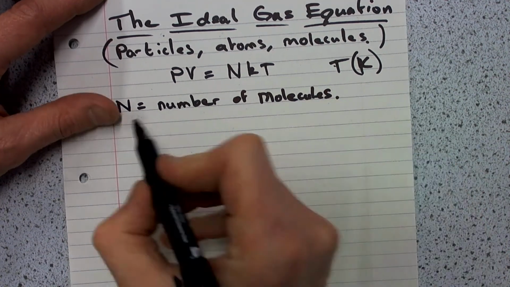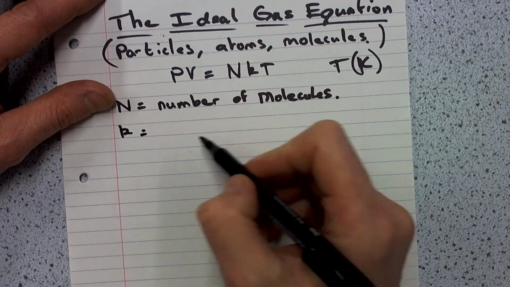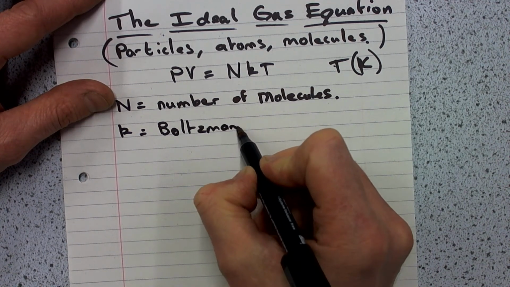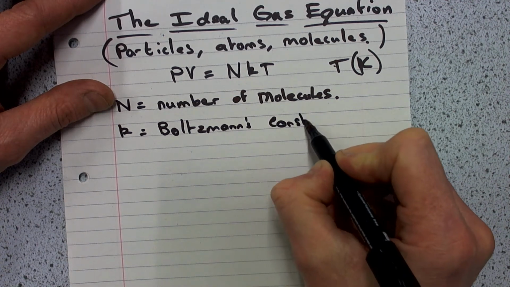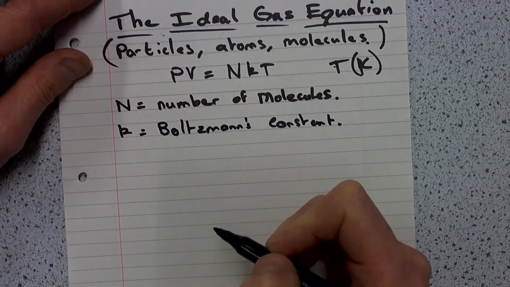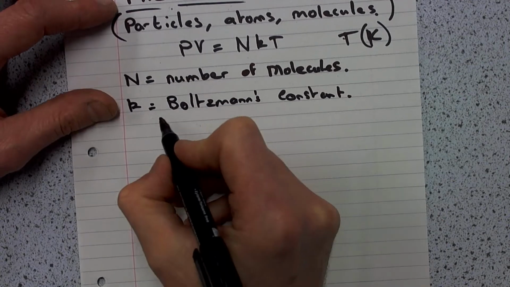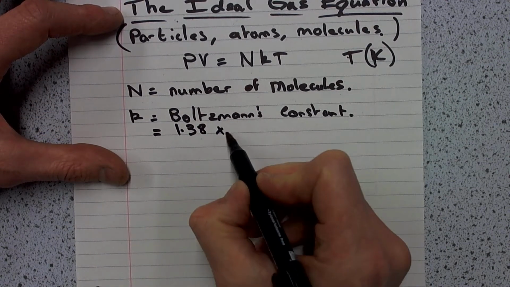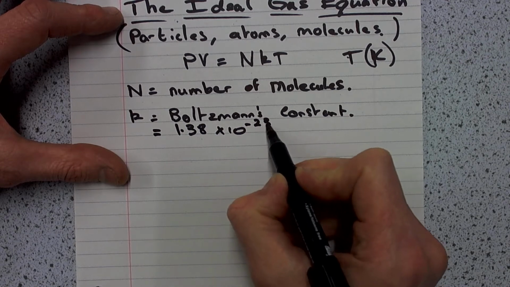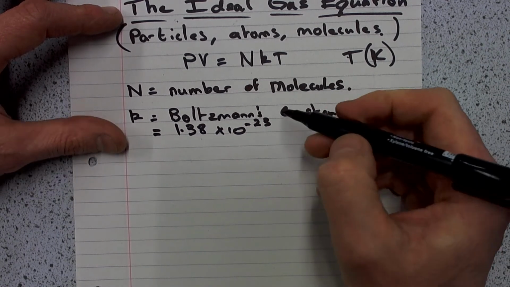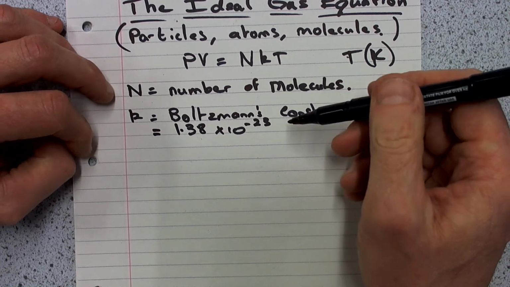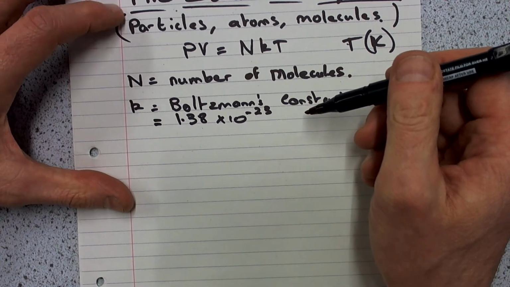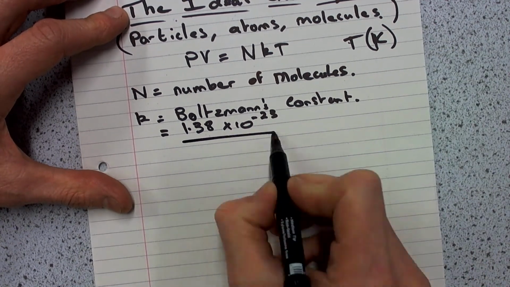Okay, and then what's K? K is something called Boltzmann's constant. Again, a fixed number, and you'll be told this in the question. I believe it's 1.38 times 10 to the minus 23. And that number is probably in joules per Kelvin, I reckon. Might be wrong, but anyway, that's the number you'll be told in the question.